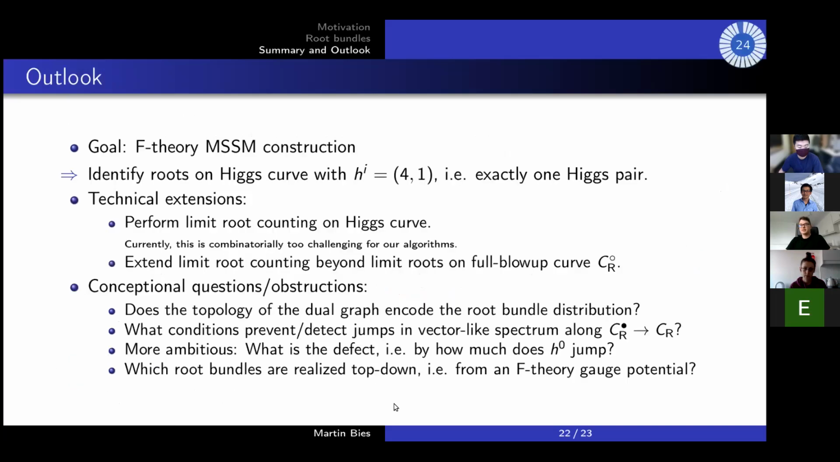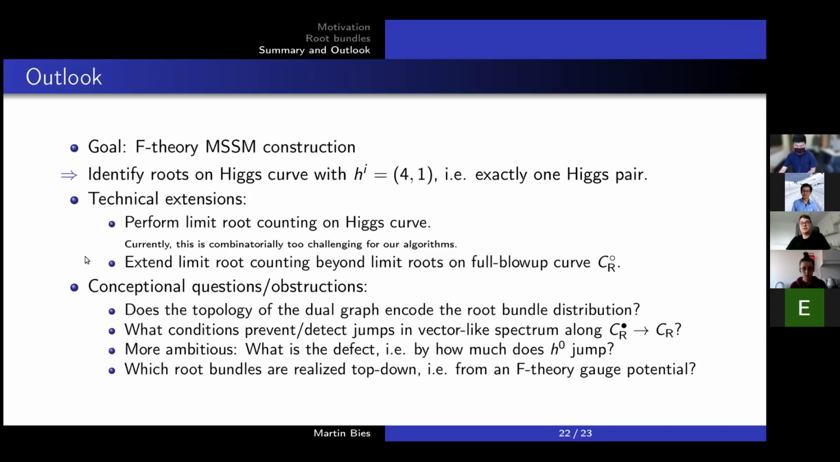With that said, outlook, of course, our ultimate goal is to come up with an F-theory MSSM construction. That is what I haven't done today, but I hope that these technical advances bring us closer to establishing this one vector-like pair on the Higgs curve. Technical extensions that can be done and which we are looking into as of this speaking to get closer to this goal is to extend our counting to be done on the Higgs curve directly. It's a bit more involved because the curve is more complicated, but in principle possible.